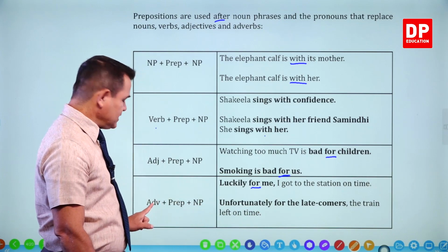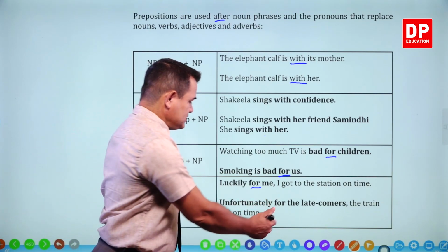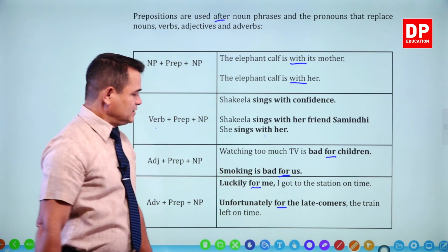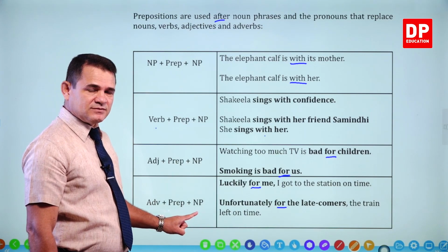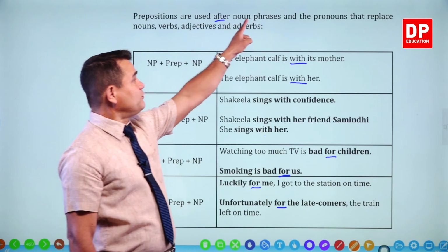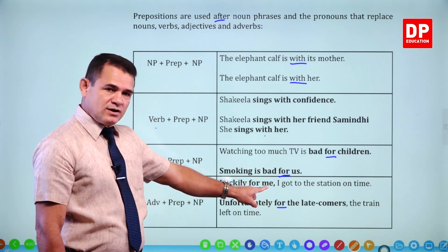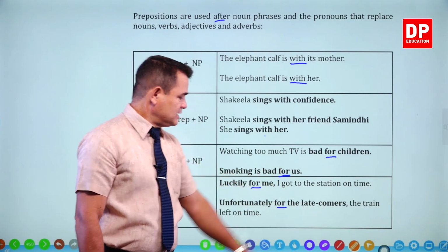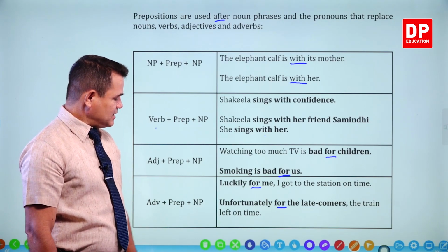Unfortunately, that is again adverb. For is the preposition. The latecomers, that is the noun phrase. We talked about noun phrase and pronouns. Here in the first one you find the pronoun, here you find the noun phrase. The latecomers, ප්‍රමාද වී පැමිණෙන්නා. The train left on time.